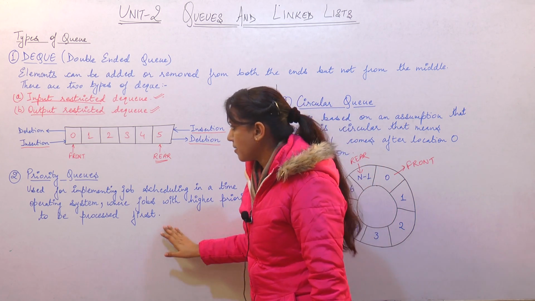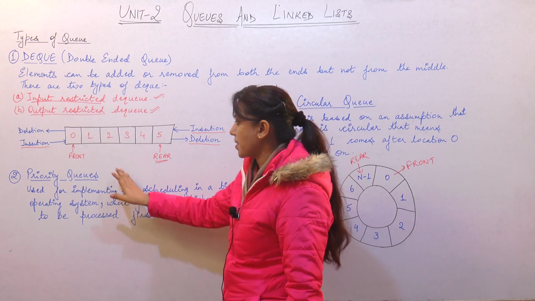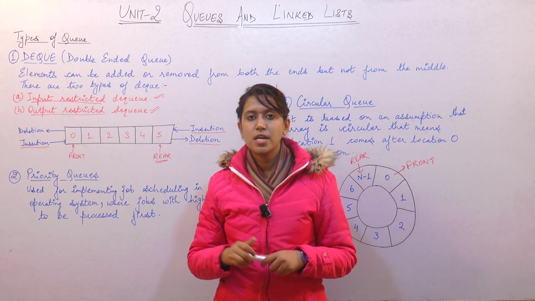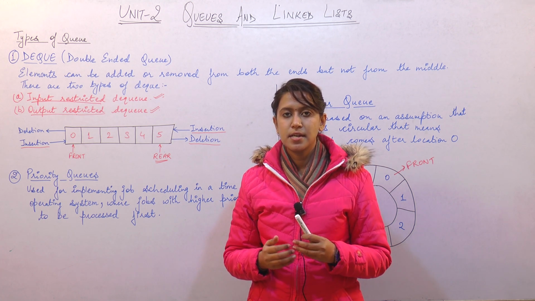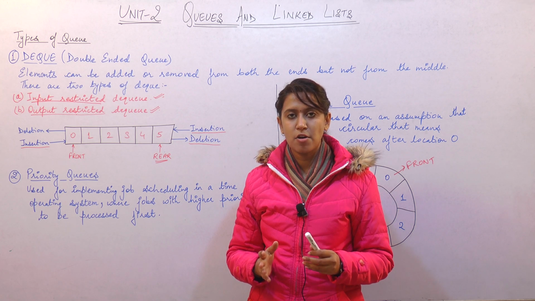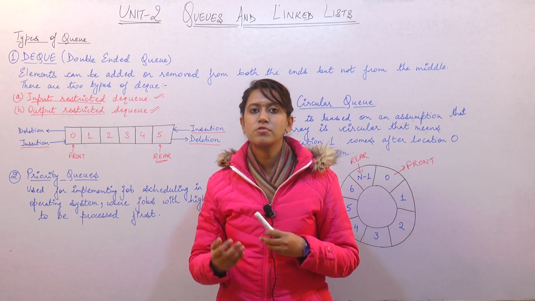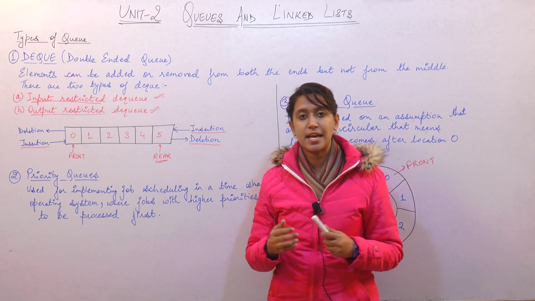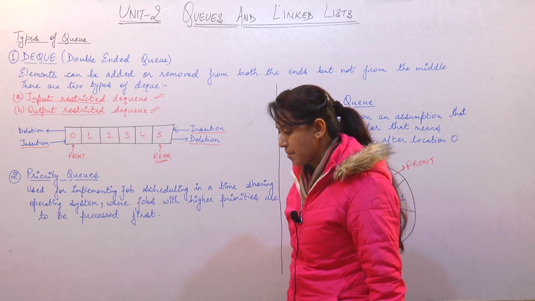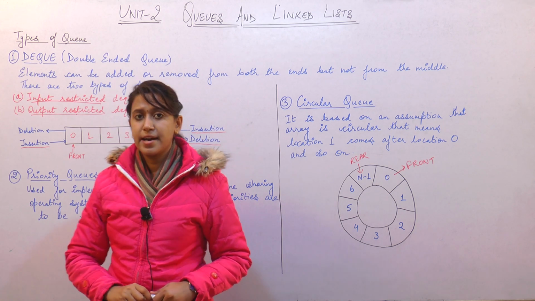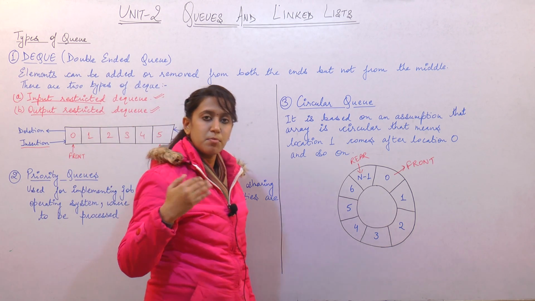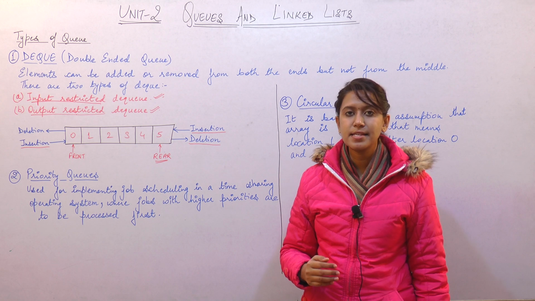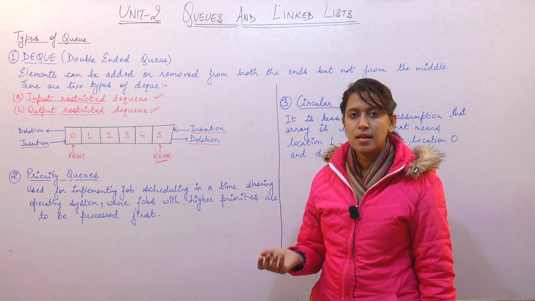Coming towards the next type of queue, priority queues. Priority queues are such type of queues in which insertion and deletion of elements are done normally, but the operations on those elements that have been inserted in our priority queue will be based on the priority. Priority means the task which is more important will be processed first, and the task which is less important will be processed later.